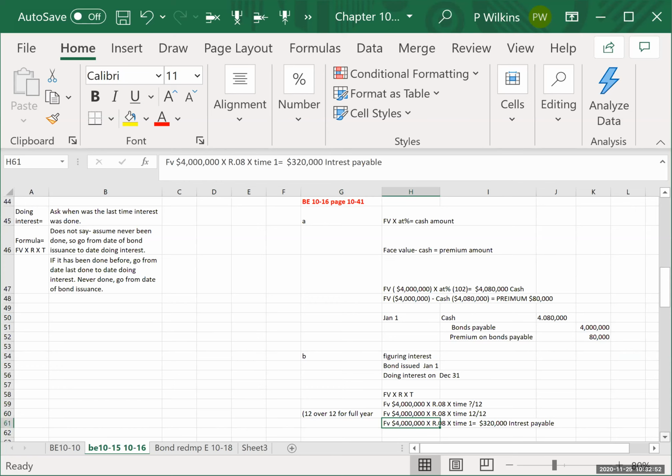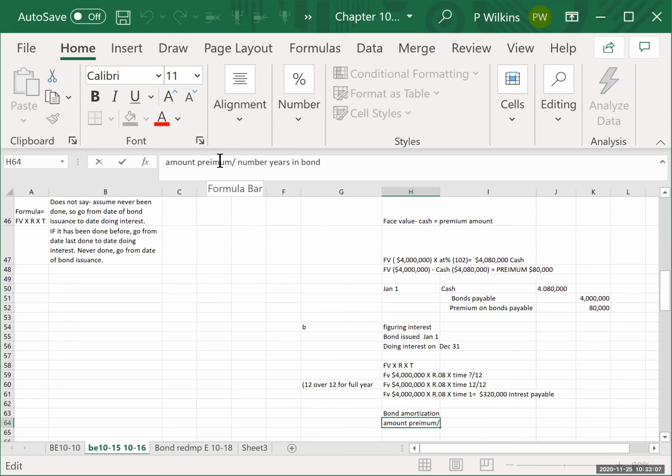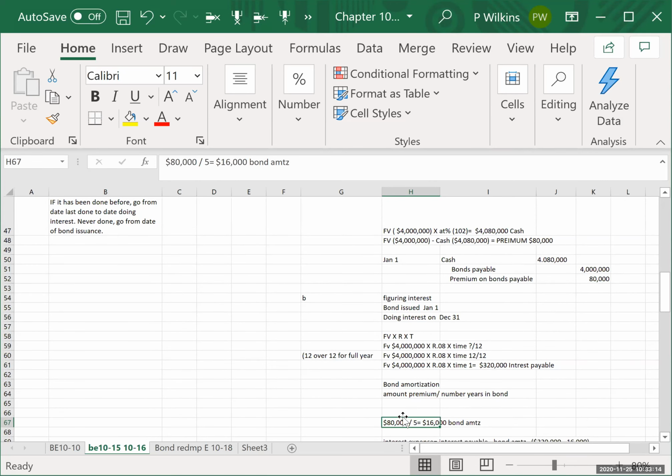But we also have to figure out the bond premium in order to amortize it, okay? So the bond amortization piece, how do we do that? We take the amount of the premium in this case, and we are going to divide that by the number of years of the bond. And for this one, these are 5-year bonds. So we're going to take $80,000 divided by 5. That's going to give us a $16,000 bond amortization per year, right?